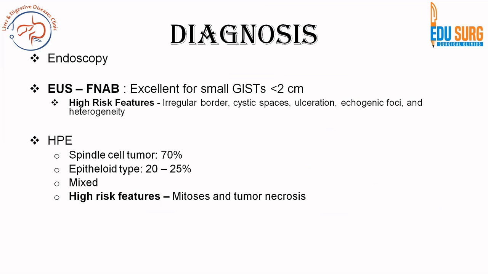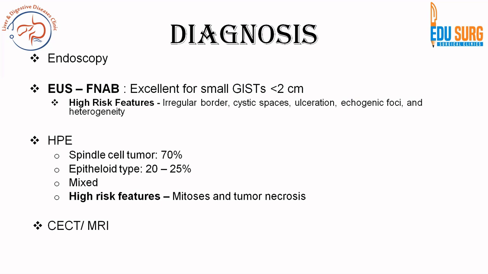Similarly, on HPE, the spindle cell tumor is most common, accounts for 70% of GIST. 20 to 25% are epithelial type and the remaining are mixed spindle and epithelial. Again, for small gastric GIST, the high-risk features are high mitosis and tumor necrosis, and these patients cannot go for observation.